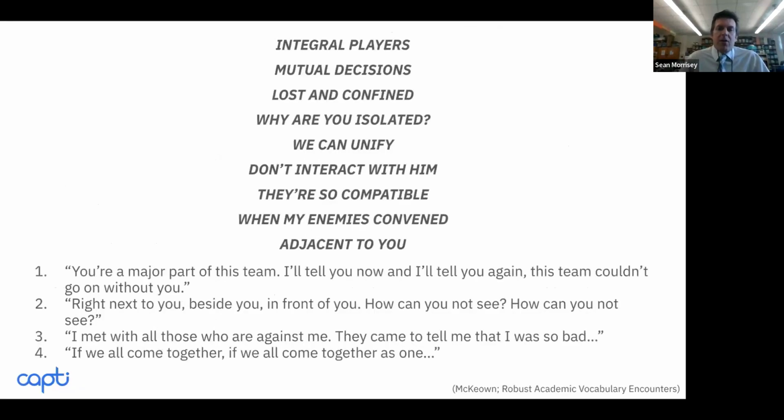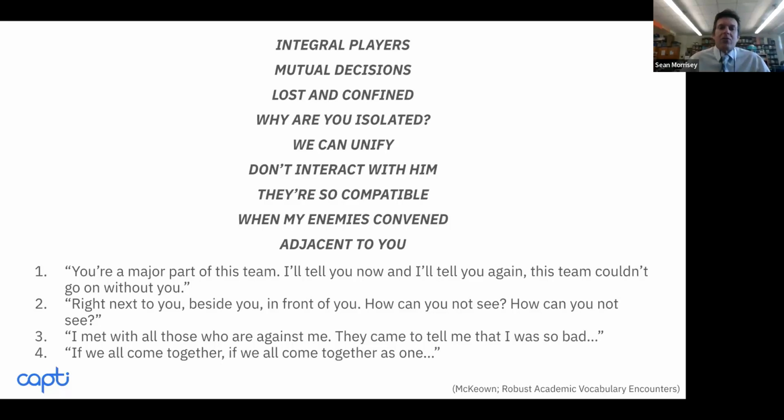So in the RAVE program, I just want to give one example of a way that the RAVE program plays with these words. So this is kind of neat. We're talking about song titles. Like number one, it says, "Ooh, you're a major part of this team. I'll tell you now and I'll tell you again, this team couldn't go on without you." So, "Ooh, you're a major part of this team." Basically, you're crucial to this team.